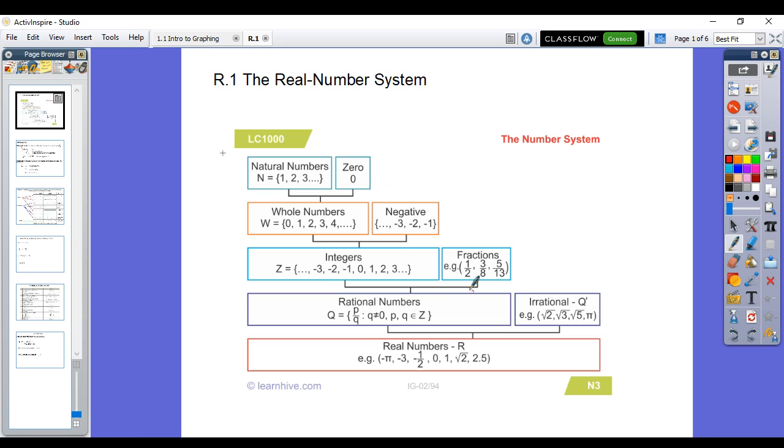Then we add fractions. Fractions are 1/2, 3/8, 5/13, and so on and so forth. Those two together make what we call the rational numbers, so any number that can be divided. And then you talk about the irrationals, numbers that don't repeat, that when you square root them don't square root nicely. So rational and irrational together make what we call our real number system.